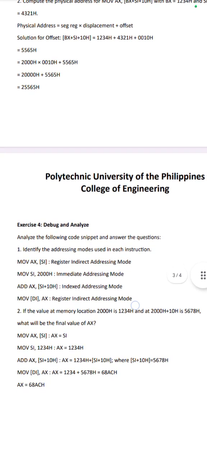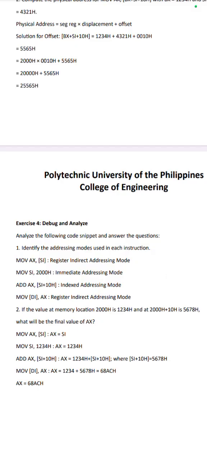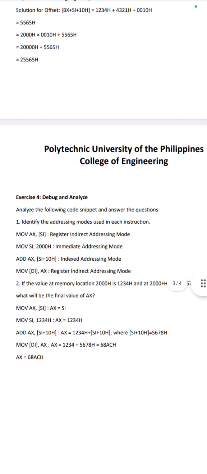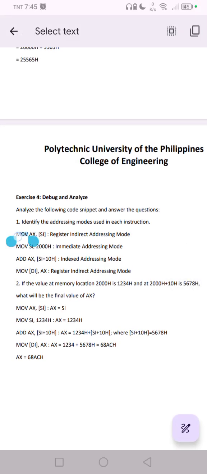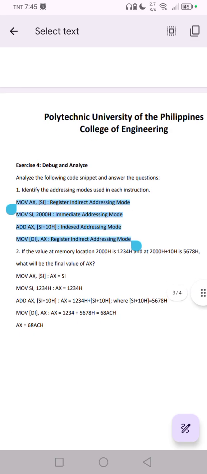In this exercise, we analyze a code snippet and identify the addressing mode used. Analyze the code snippet and identify the mode used in each instruction. 1 is MOV AX, [SI], register indirect addressing mode. The data is accessed indirectly through the SI register.